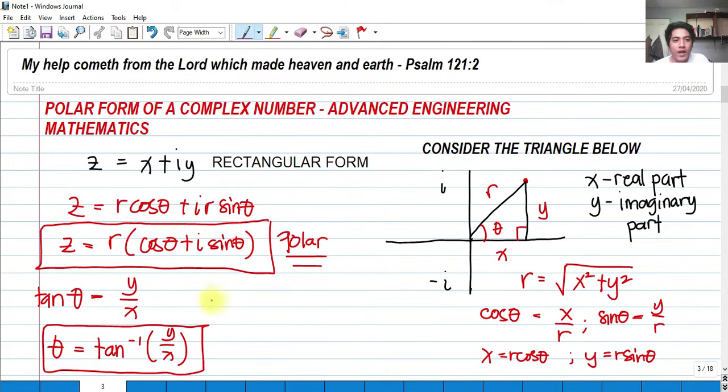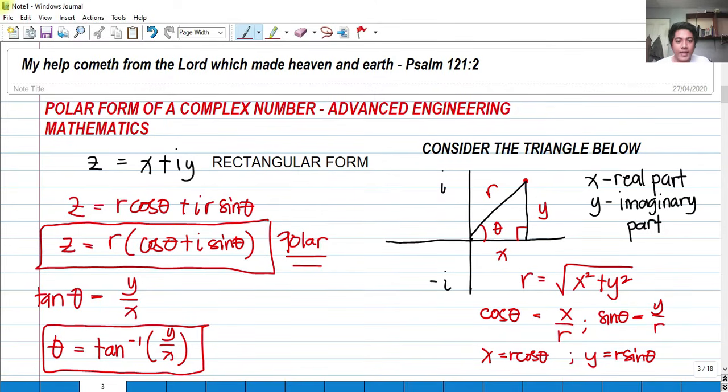Or again, if the complex number is negative, what will happen? It would be lying on this part of our Argand diagram. As we go on using this formula, solving some rectangular forms and converting them into polar, we will be tackling more about that.